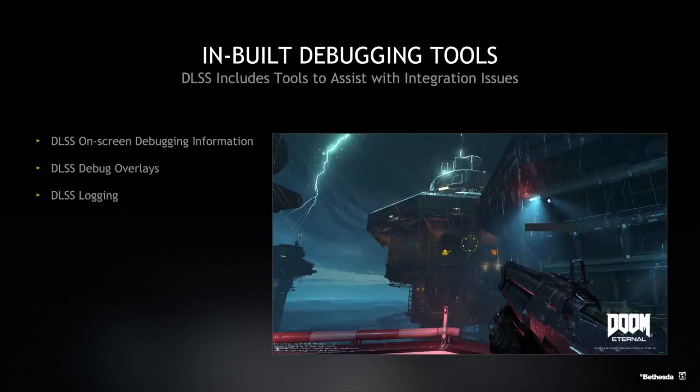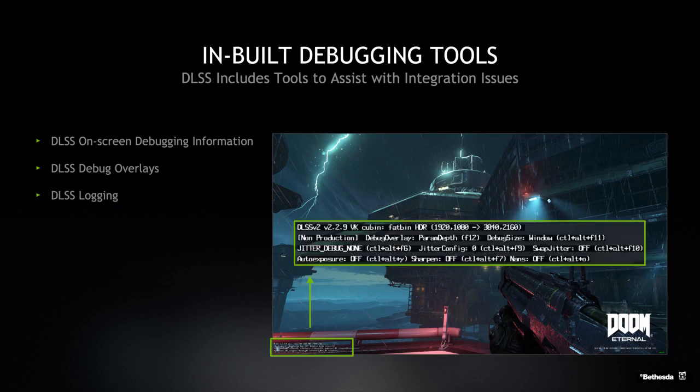DLSS also has some built-in debugging tools, and the great thing about these is that they're real-time. So you can actually have these on screen while you're running your game and be getting information and doing live debugging. The first one we'll look at is this box of text you can see down in the bottom left of the screen here. So this will give you information about the DLSS version, whether you're running Vulkan or DirectX, also the resolution, the input and the output resolution, along with hotkeys for some of the tools that we have that are inbuilt into the development DLL.